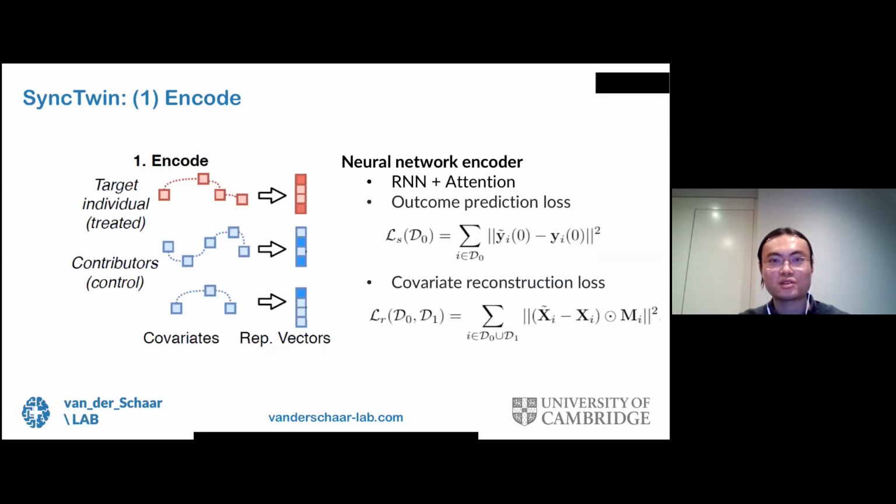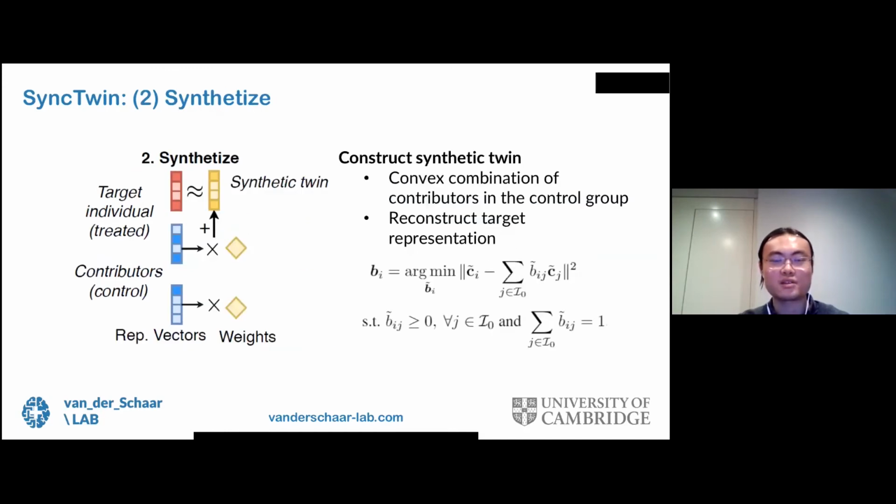SyncTwin is agnostic to the exact encoder architecture, but we found that RNN with attention to perform very well in the experiments. In the second step, we select and weight individuals from the control group such that the convex combination of these contributors match the target individual in the representation space. In other words, the synthetic twin representation is the weighted average of contributors to the representation. And these weights are found by solving this convex optimization problem shown here.